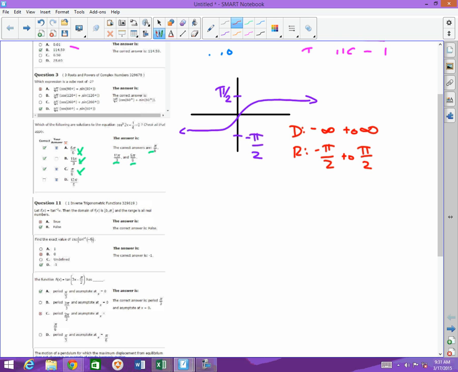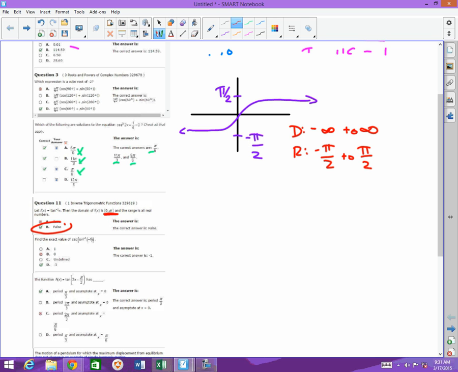Now this one says that the domain is from 0 to pi, and that isn't even close to being what the domain is. And then the range is all real numbers, so they've got that all messed up. So that one is false.